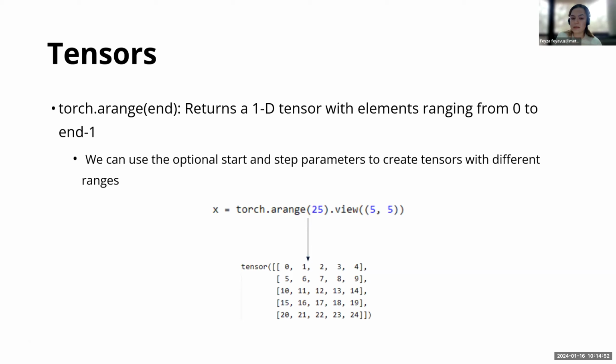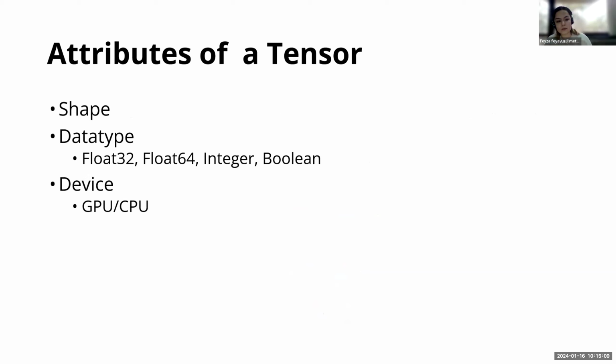Once we create a tensor, it will have three main attributes: its shape, the dimensionality of the tensor; its data type, float, integer, or Boolean, etc.; and its device, whether it is stored on CPU or GPU. We will talk about this device later.